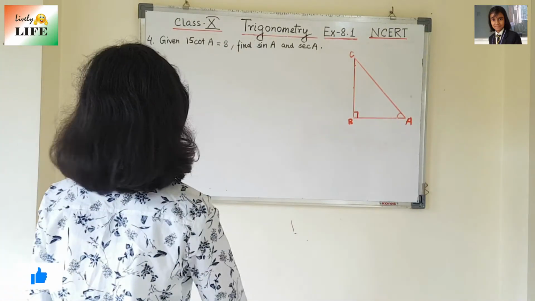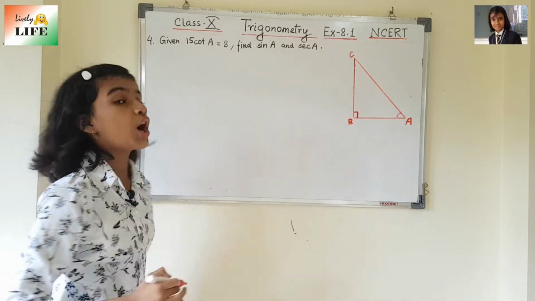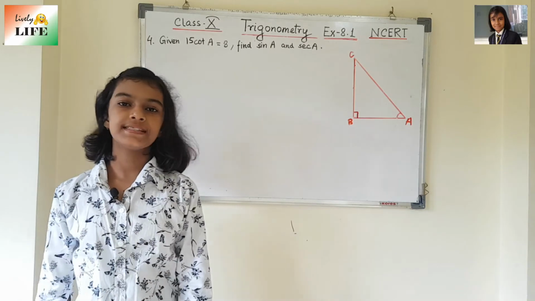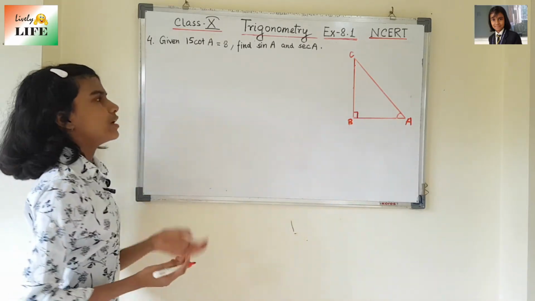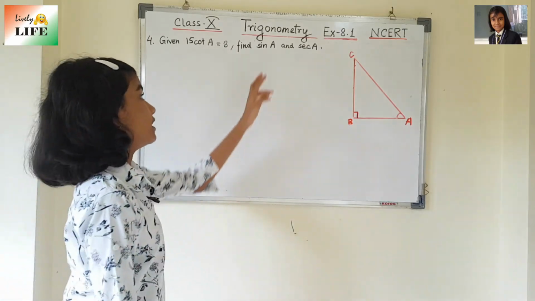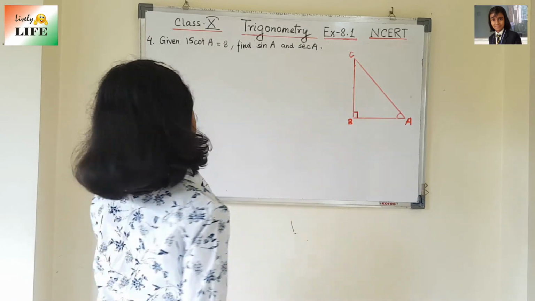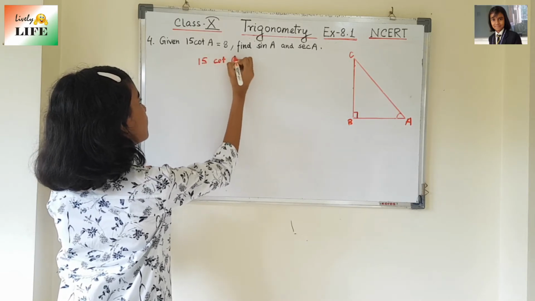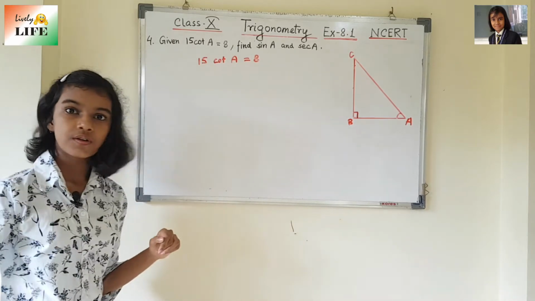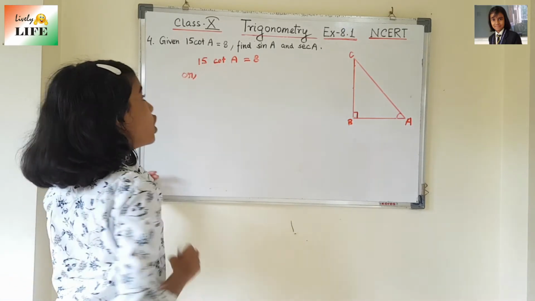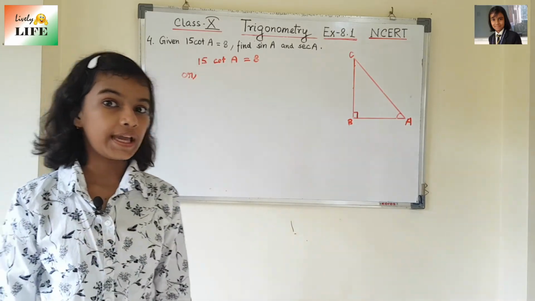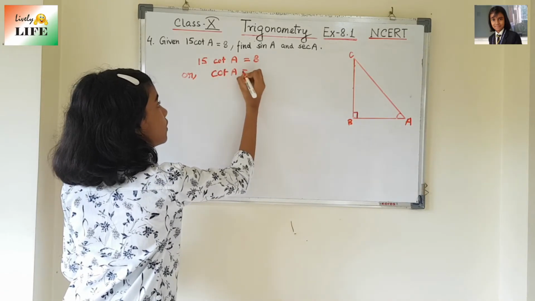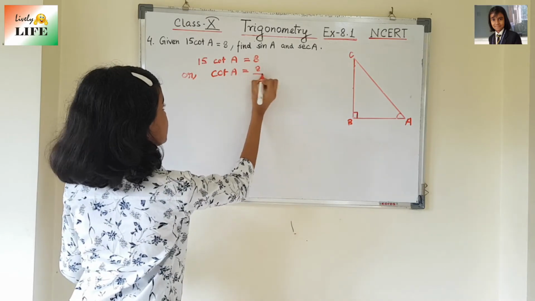Now let's move to the fourth one, that is, given 15 cot A is equal to 8. Find sine A and sec A. This is the angle A, you can see. Over here, we know 15 cot A is equal to 8, and then find sine A and sec A. Now, we're going to write it down. If 15 cot A is equal to 8, then what is cot A? Cot A will be equal to 8 by 15, right?